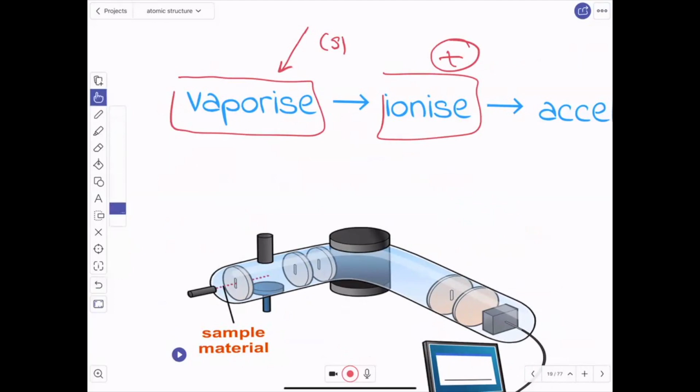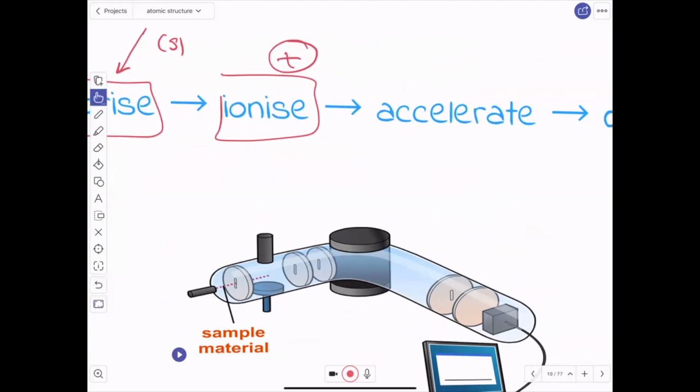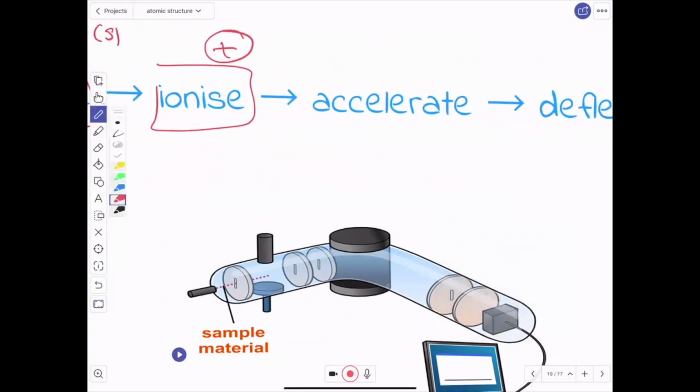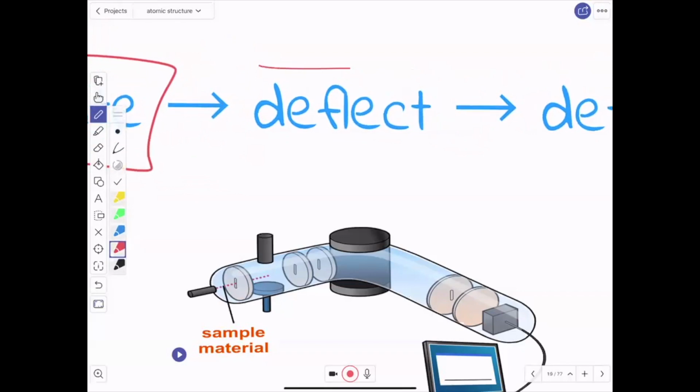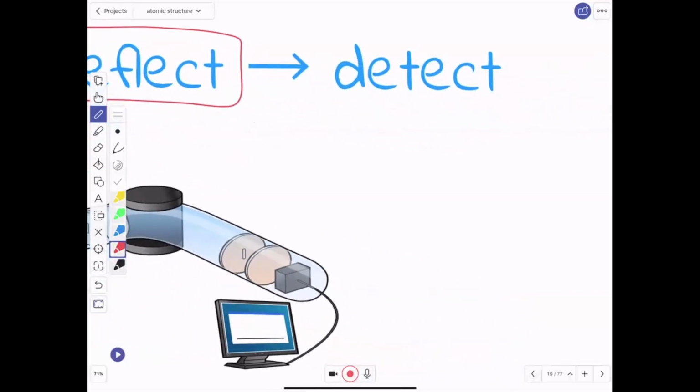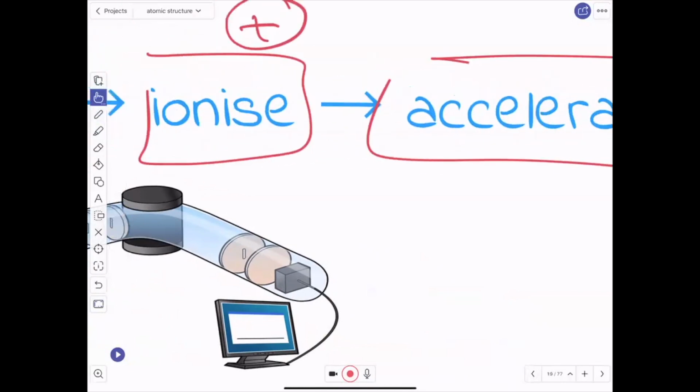Following this, what are we going to do next? We're going to speed up the sample. We're going to accelerate the sample. We're going to use an electric field. And finally, we're going to use a magnet to deflect the particles we got in this sample. And then we detect it using a computer screen like the one we have here. So let's start with the first event.